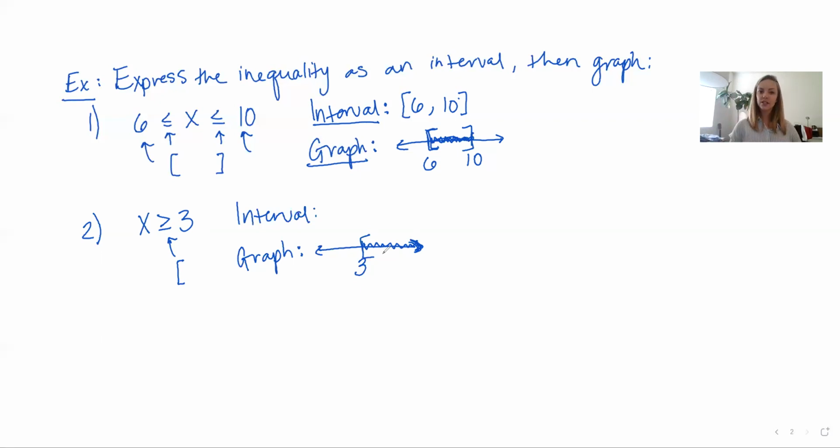So the graph is done, and now the interval is going to come straight from the graph. We're going to go from furthest left to furthest right. So the furthest left that we go is 3, and there's a bracket there, comma, the furthest right that we go is all the way to the end of the number line on the right. That is a positive infinity. So we're going to have 3 to infinity with a parenthesis there, always. Even if you have a bracket on the other side, you'll always have a parenthesis next to positive or negative infinity.